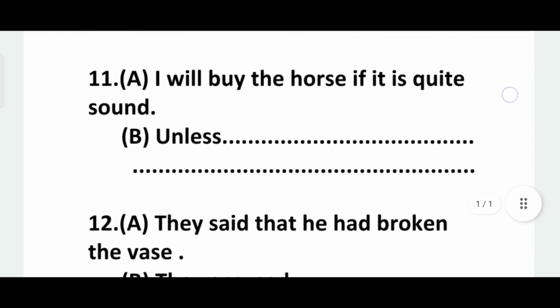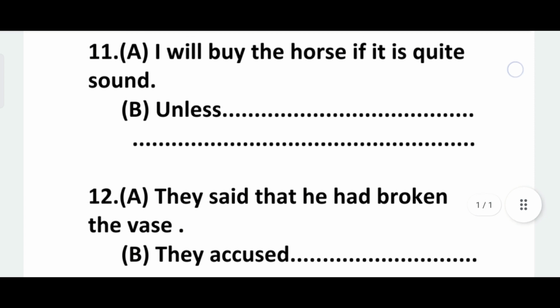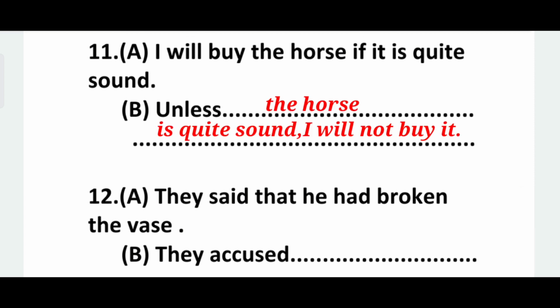I will buy the horse if it is quite sound. So, unless the horse is quite sound, comma, I will not buy it. Unless and not. Keep the meaning intact. Do not change the meaning.